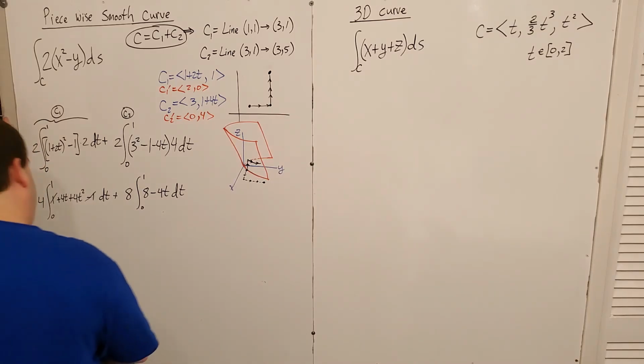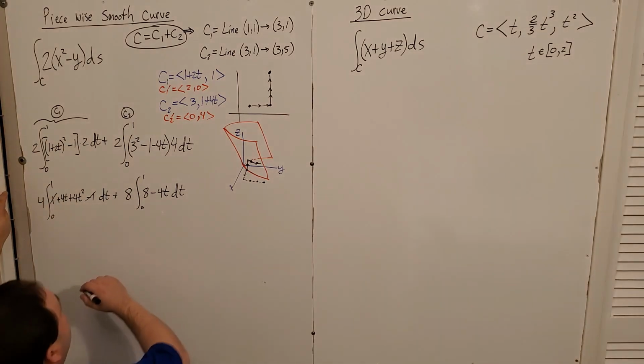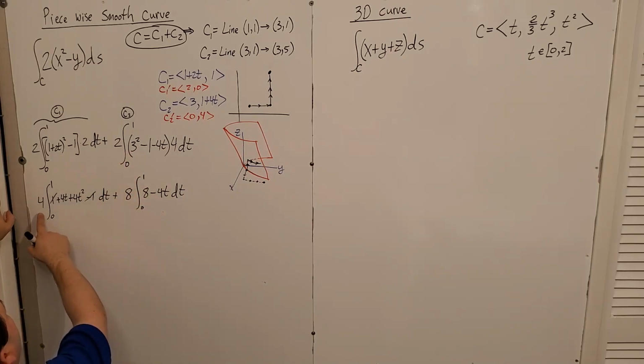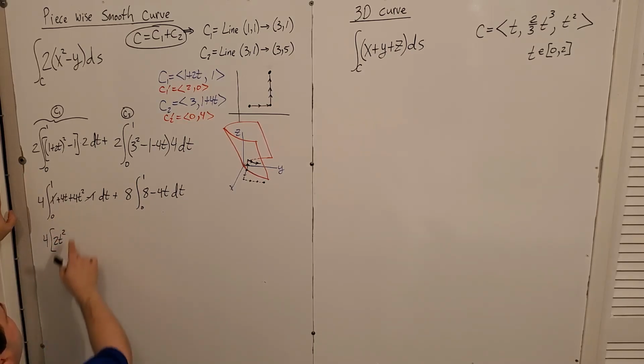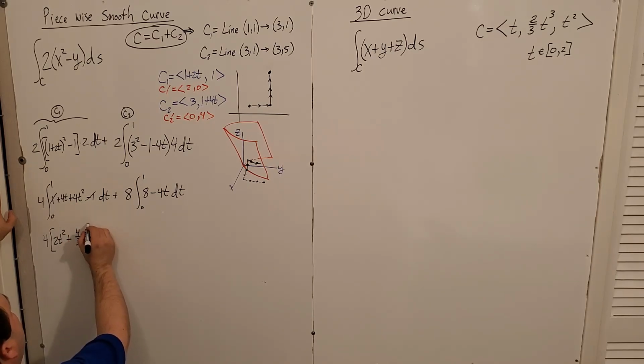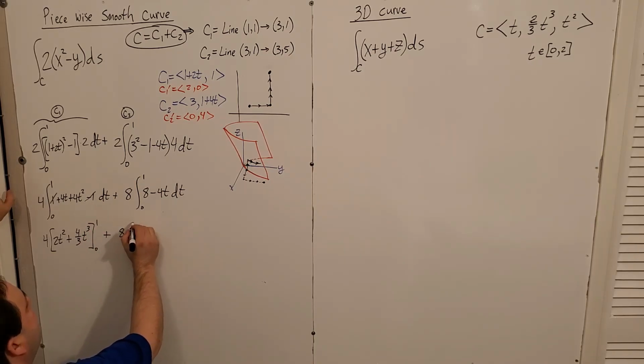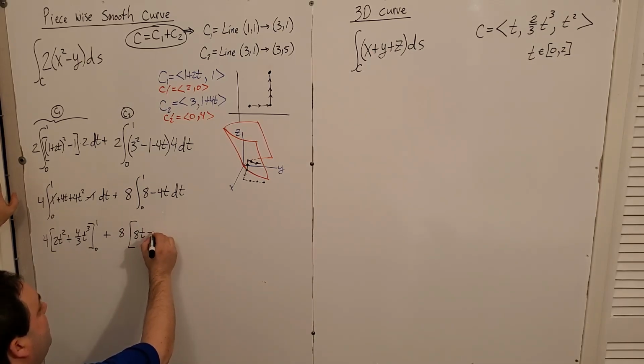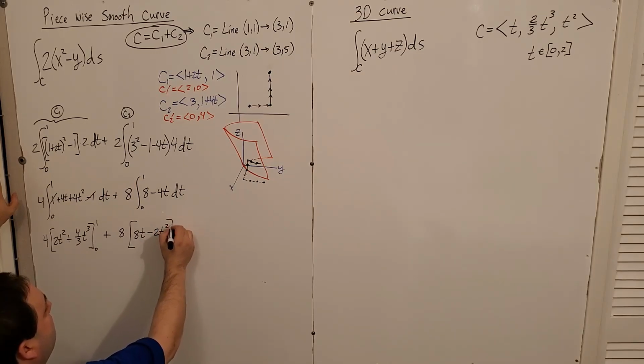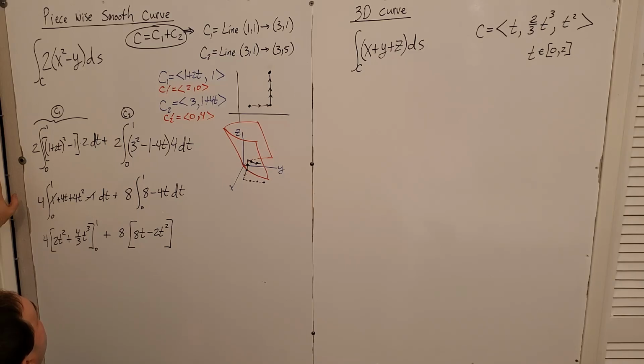All right. So let's see here. 4 times, I'm going to have 2t squared, and I'm going to have plus 4 over 3t cubed, and that's from 0 to 1, plus 8 times 8t minus 2t squared, and that's going to be evaluated from 0 to 1.